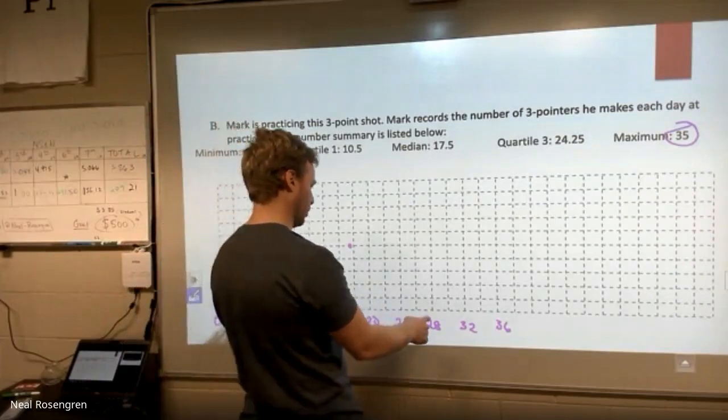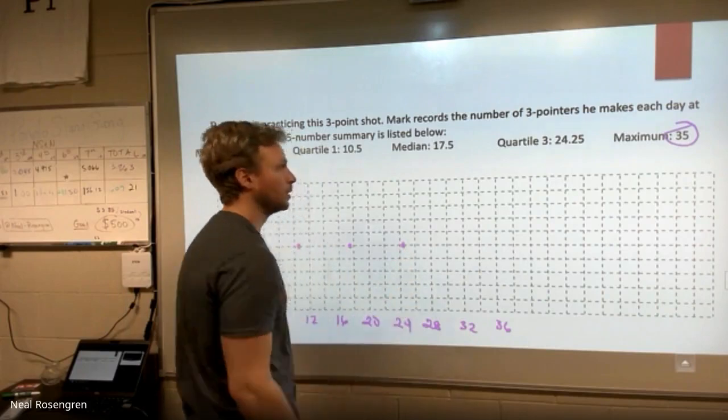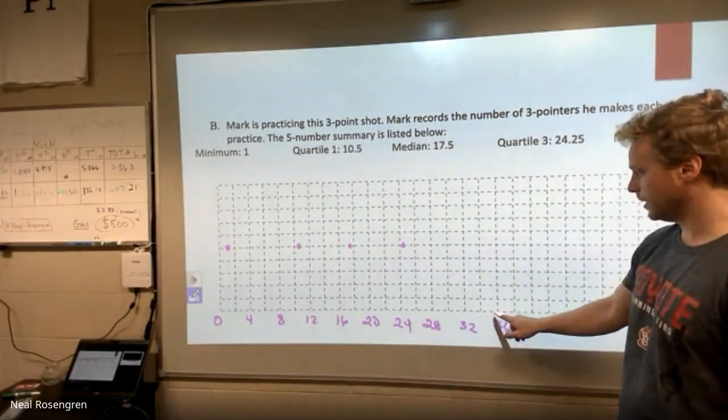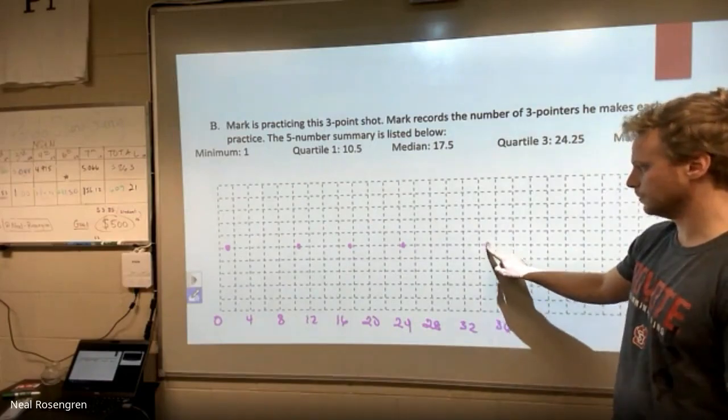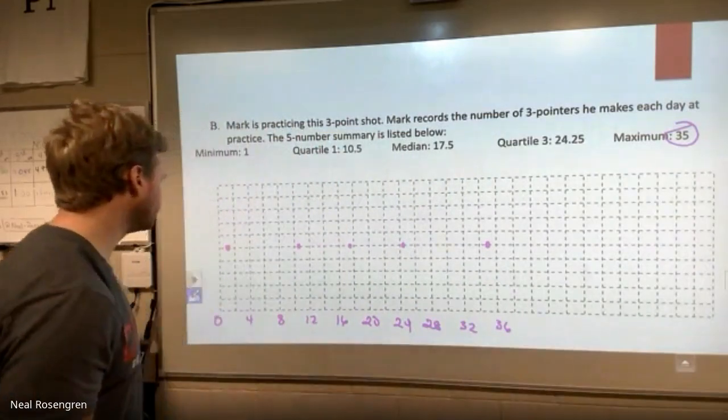And then 24.25. So just barely after the 24. And then 35, okay, 34, 36, so 35 is halfway in between. The more accurate I am, the better it's just going to look, okay?